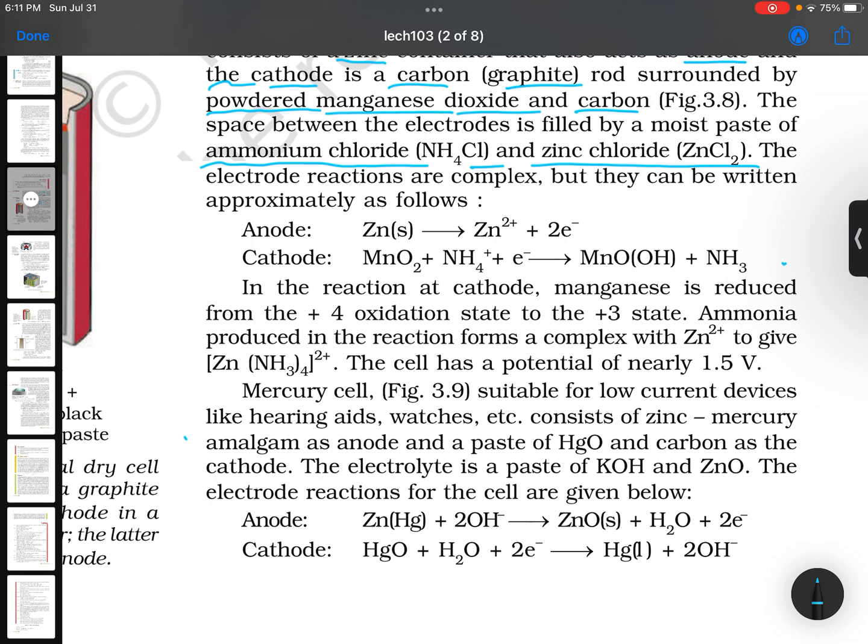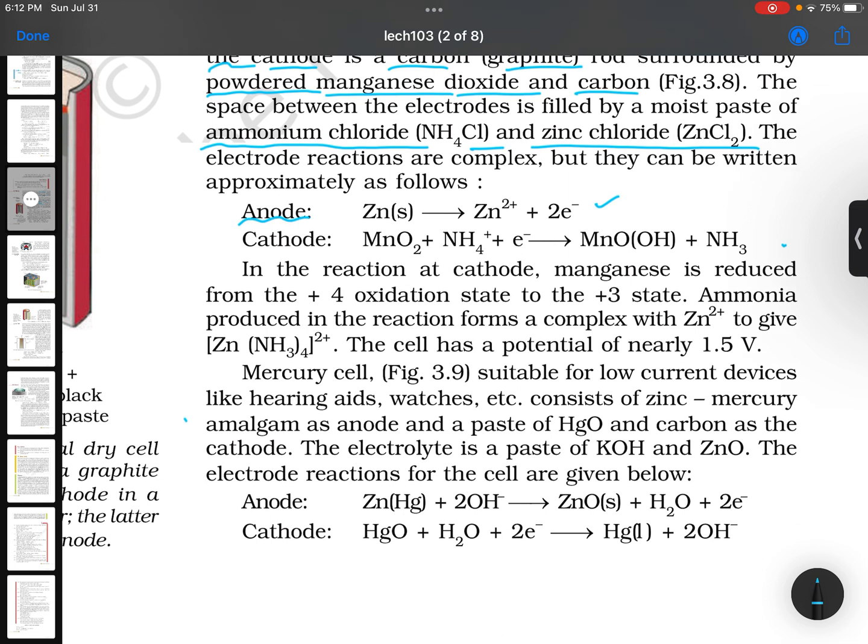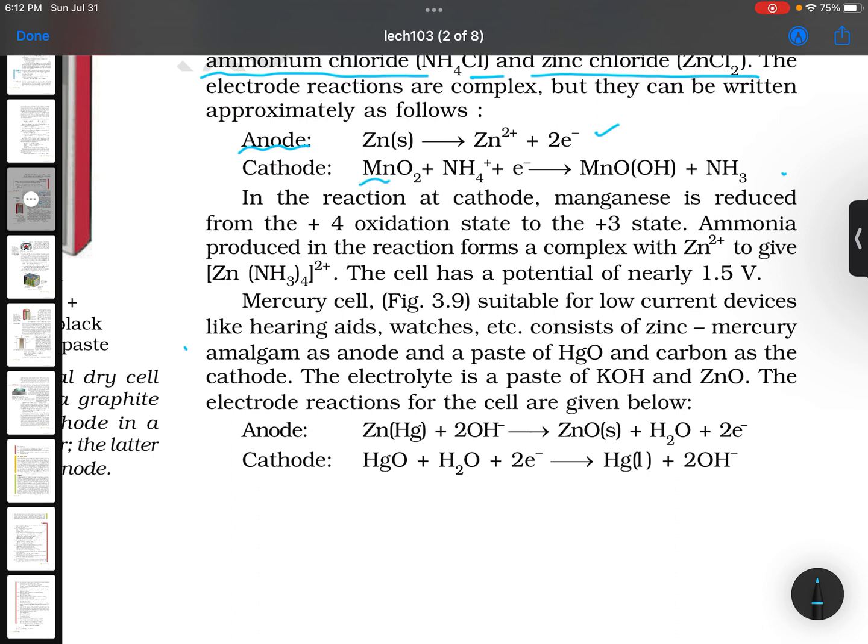The electrode reactions are complex, but they can be written approximately as follows. Zinc gives rise to Zn2+ at the anode, and at the cathode MnO2, the powder that we are taking, with NH4+, you are getting MnO(OH) and ammonia. So directly you look at these questions, your JEE or NEET questions will be based on these equations. Of course, these are not exactly correct, but approximately you can take this.